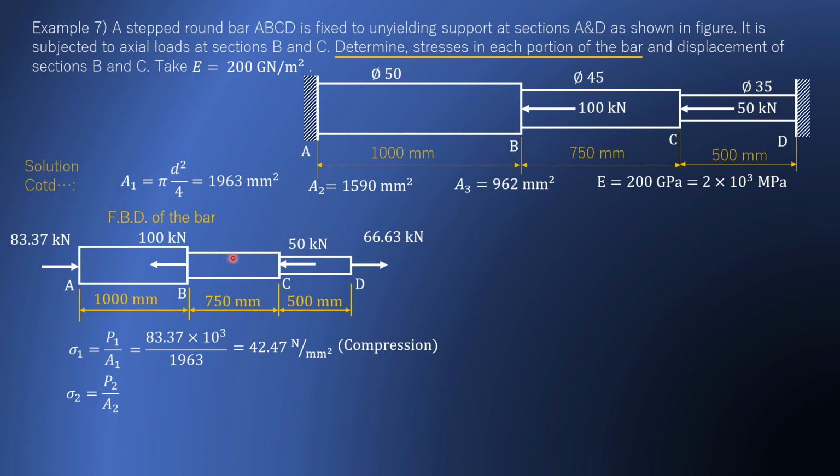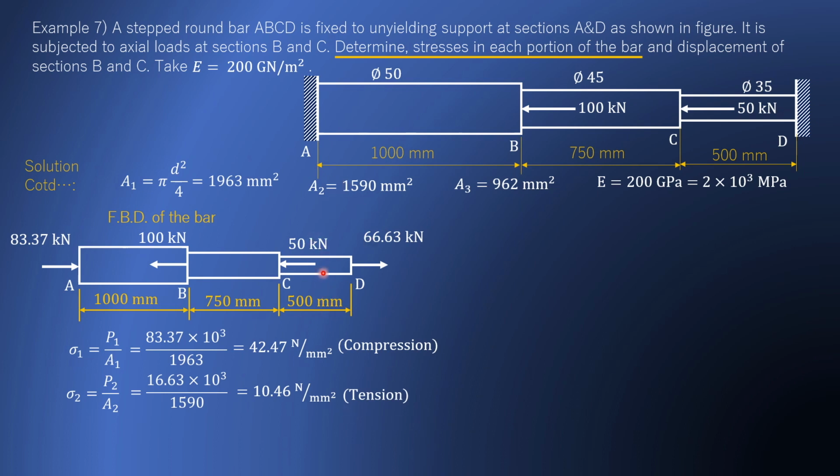Similarly, sigma 2 is equal to P2 upon A2. What is the load on the second part? Add forces on the left hand side: 100 minus 83.37, that is 16.63. So substitute values, load in Newton, area of second part 1590, and we have found the stress. Now this force is a tensile force. Watch here, in the second part 100 pull and 83.37 push, so net force is 16.63 pull type of force. That means the middle portion is in tension.